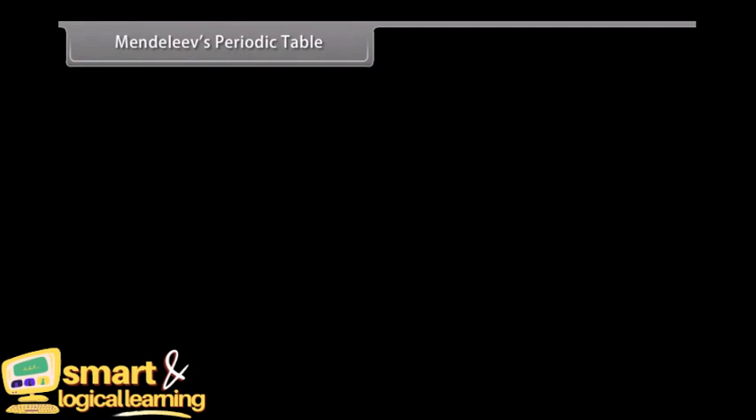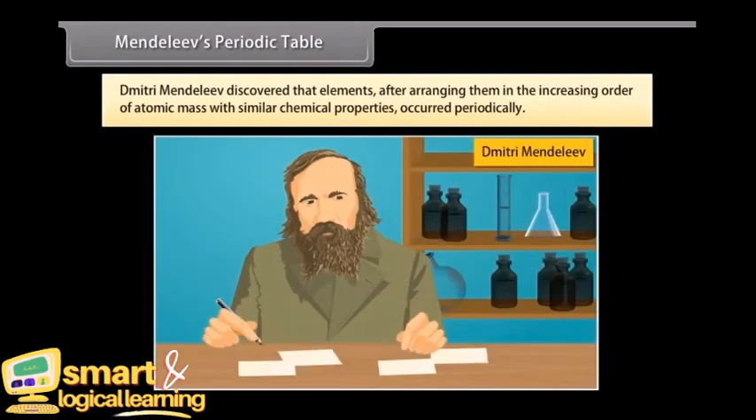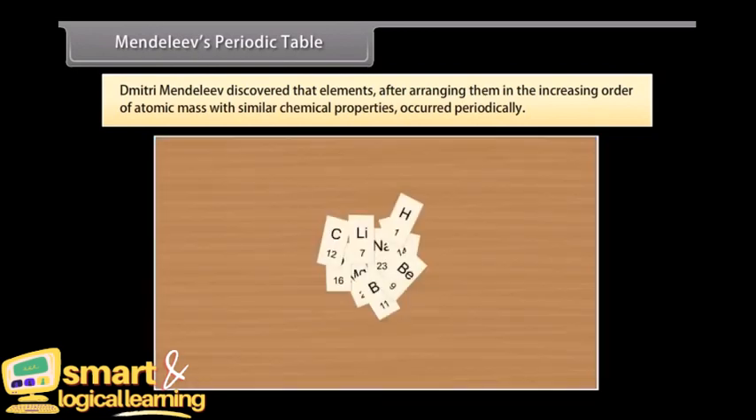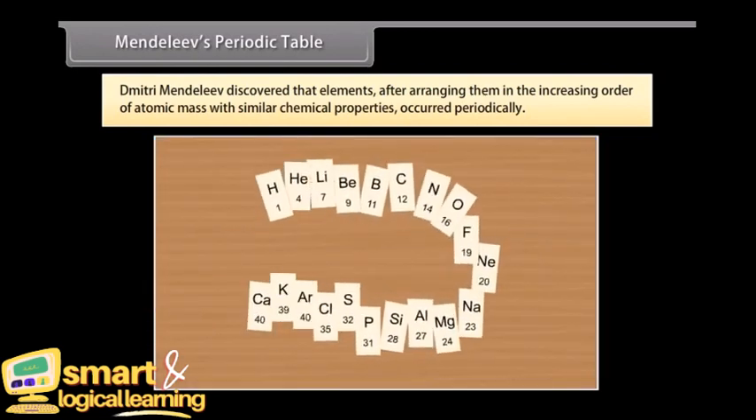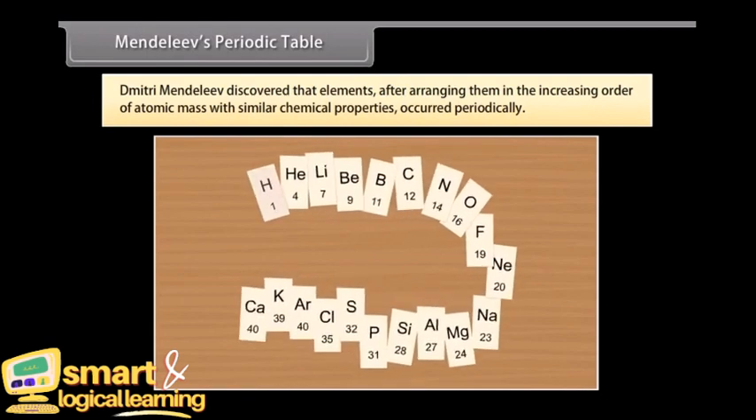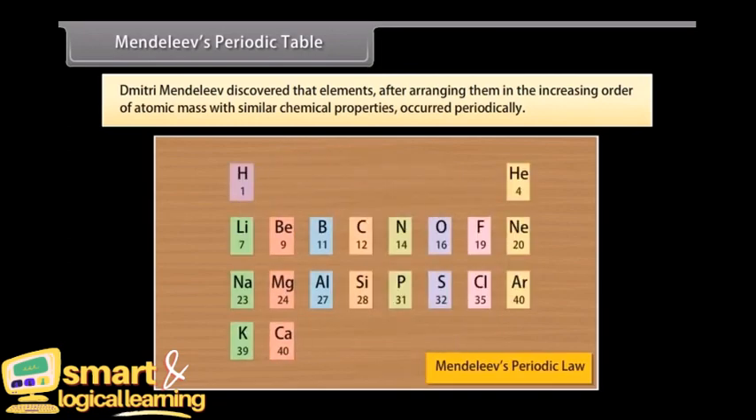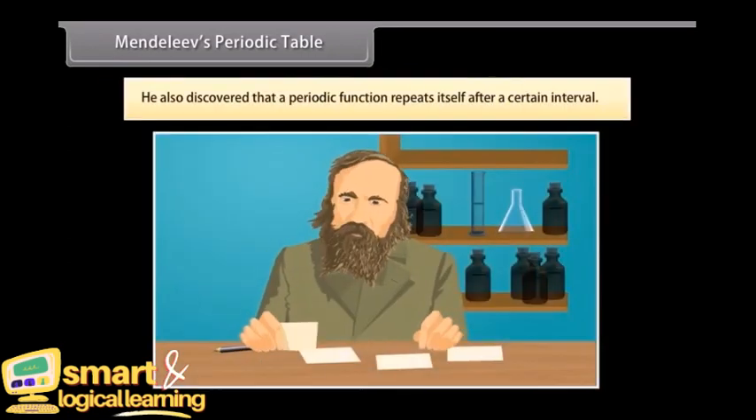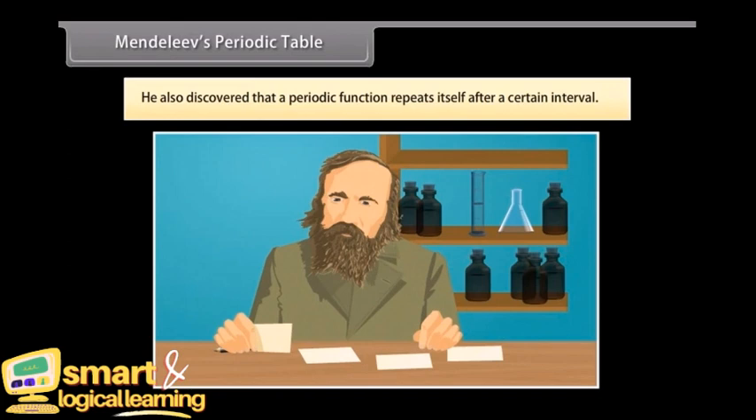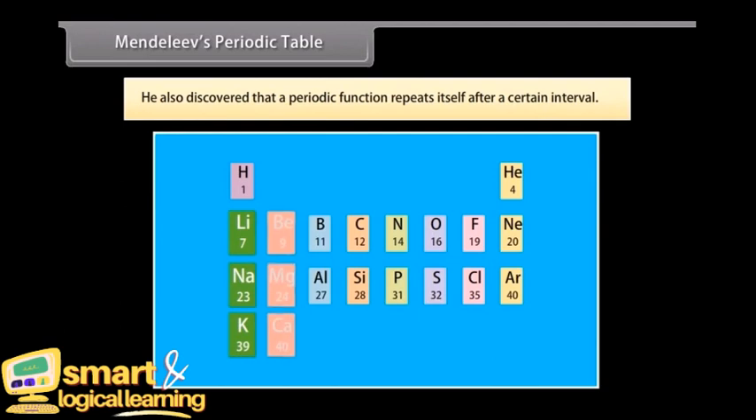Mendeleev's periodic table. Dmitry Mendeleev, a Russian chemist, discovered that elements, after arranging them in the increasing order of atomic mass with similar chemical properties, occurred periodically. In 1869, he stated this observation in Mendeleev's periodic law. He also discovered that a periodic function repeats itself after a certain interval. Hence, according to the periodic law, the chemical and physical properties of elements repeat themselves after certain intervals when they are arranged in the increasing order of their atomic mass.